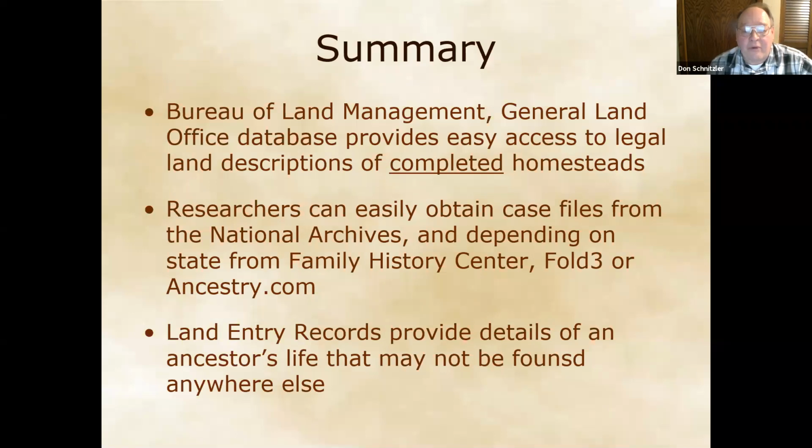So anyway, what we talked about tonight was the Bureau of Land Management, the General Land Office databases, that they provide easy access to land descriptions for those who were successful. We also talked about the fact that you can get these records from the National Archives, and then depending on the state where you're looking, some of them are available through the Family History Center, Fold3, or Ancestry. And we've also tried to demonstrate that some of the land entry records actually provide details about an ancestor's life that you're not going to find anyplace else.